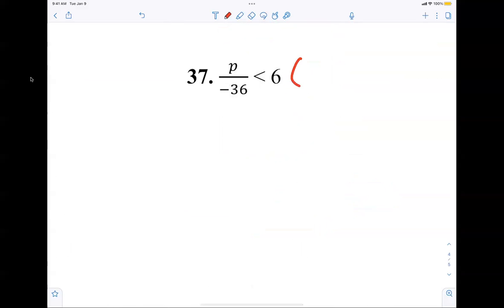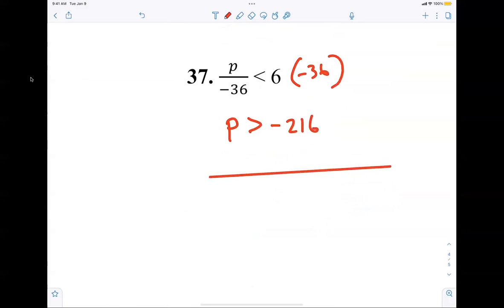All right, Elliot, 37, what am I doing? Multiplying by negative 36. Exactly, so then you get P is greater than negative 216. You are amazing. And then it's negative 216 and 216. And then it's an open circle on the negative 216 going to the right. There we have it. I'm really happy with that.